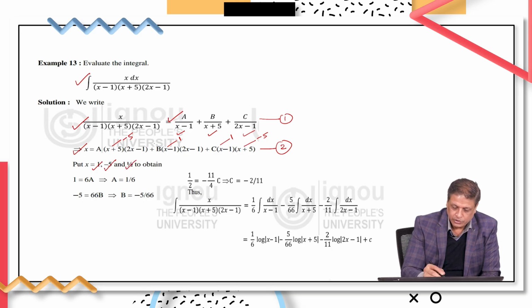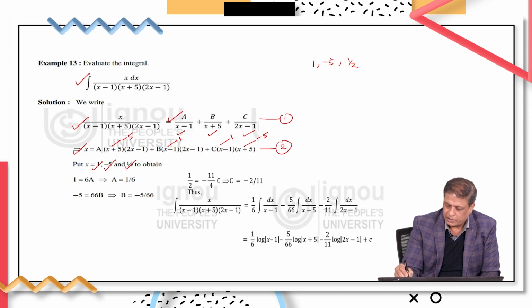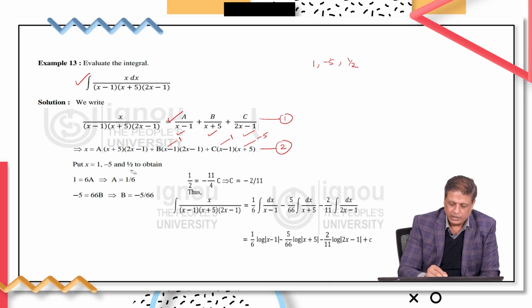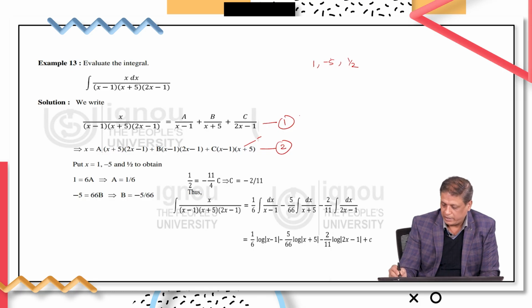Now substituting x equal to 1 over here and here, you will get 1 equal to A into 6 into 1 plus 0 plus 0. So that means A is equal to 1 by 6, which is our first value. Similarly, for the value minus 5, you will get B is equal to minus 5 over 66. Similarly, for x equal to 1 by 2, you will get C is equal to minus 2 by 11.